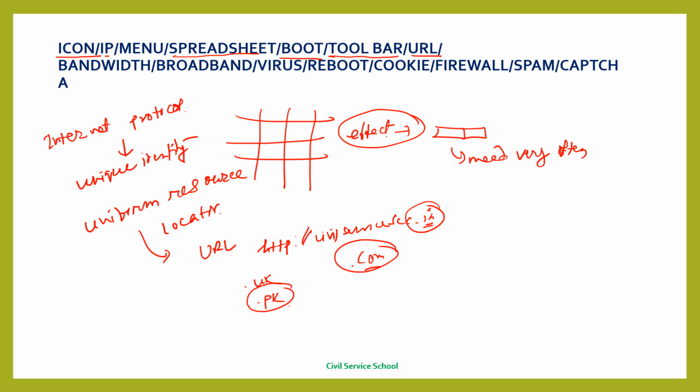These are identifiers. So bandwidth means when internet transmits data, this bandwidth is used. For higher bandwidth, we will get more speed of internet. So bandwidth signifies speed of internet.